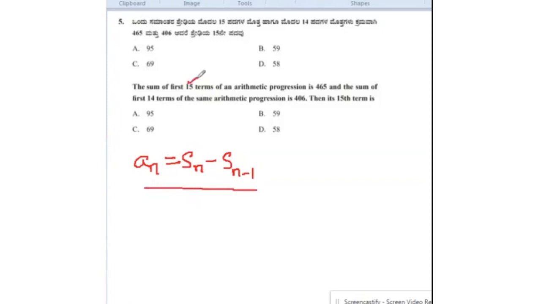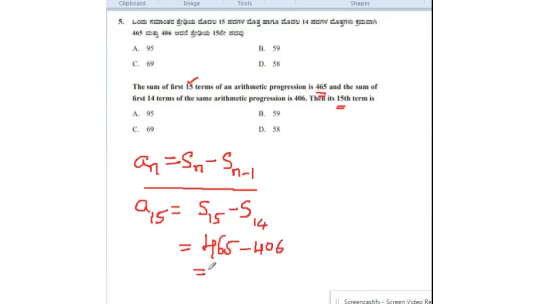This is the basic formula, the relation between the nth term and the sum to n terms. They have given the sum of 15 terms and the sum of 14 terms, and they're asking to find the 15th term of the AP. So A15 is equal to S15 minus S14. S15 is 465 and S14 is 406. 465 minus 406 is 59. Therefore, the 15th term of the AP is 59. Correct option for this question is B.